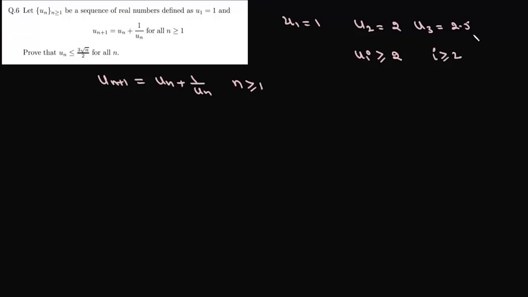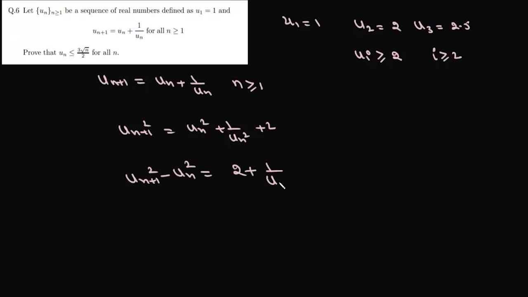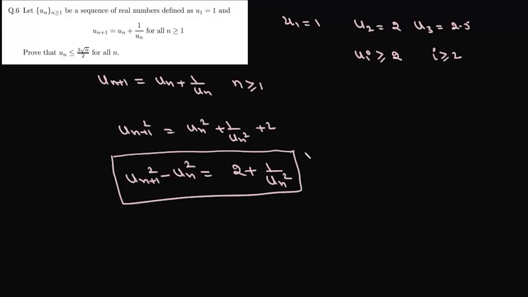Now what we're going to do is write this as u(n plus 1) square will be un square plus 1 upon un square plus 2, or u(n plus 1) square minus un square will be equal to 2 plus 1 upon un square. And this is the iterative relation we are going to use for our telescopic summation.